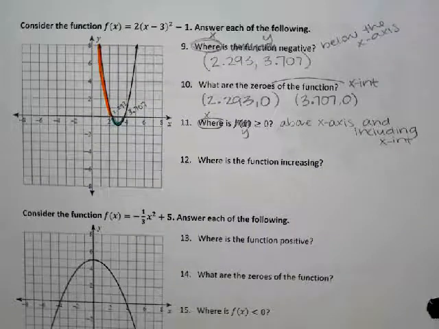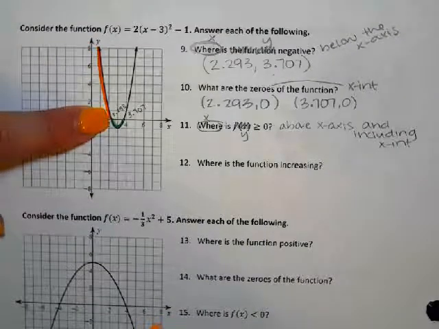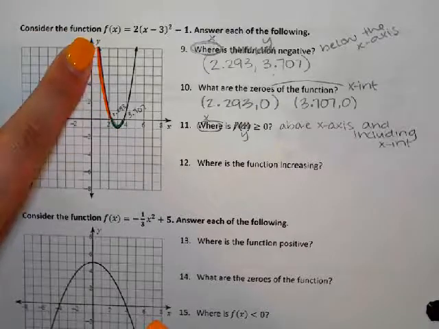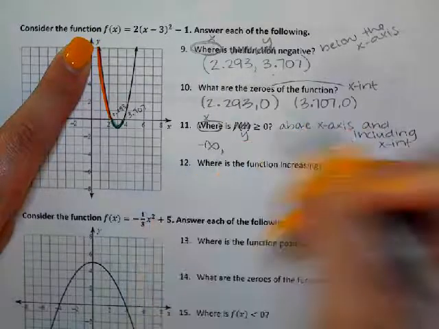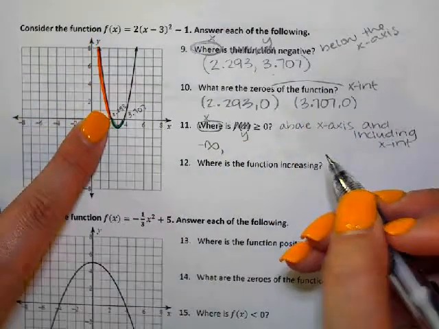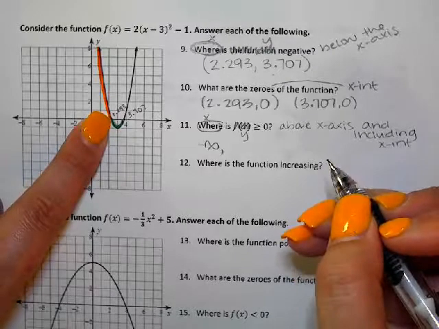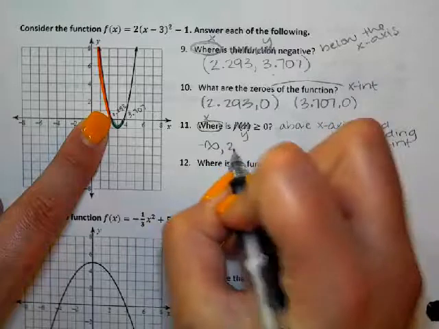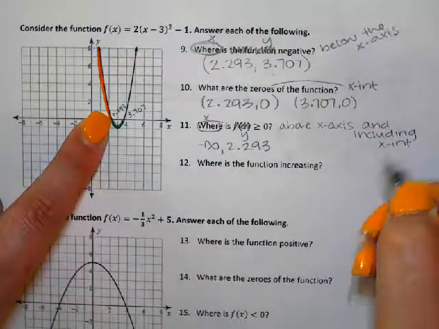So if I want to write this part right here, how do I include this left arrow? Negative infinity. So from negative infinity all the way to this x-intercept. What was this x-intercept? 2.29. And if I'm going to include that x-intercept, what should I put? Bracket. Okay?